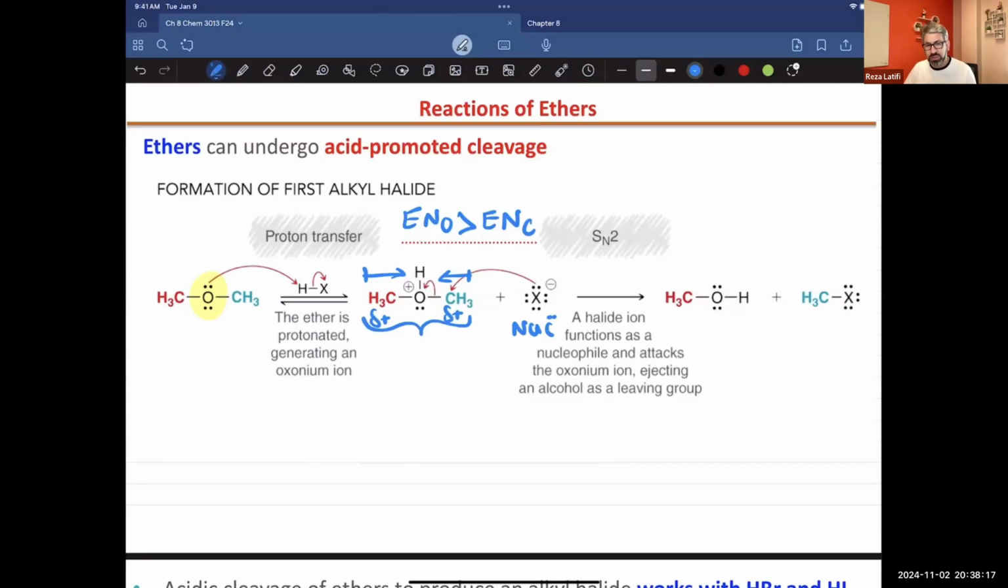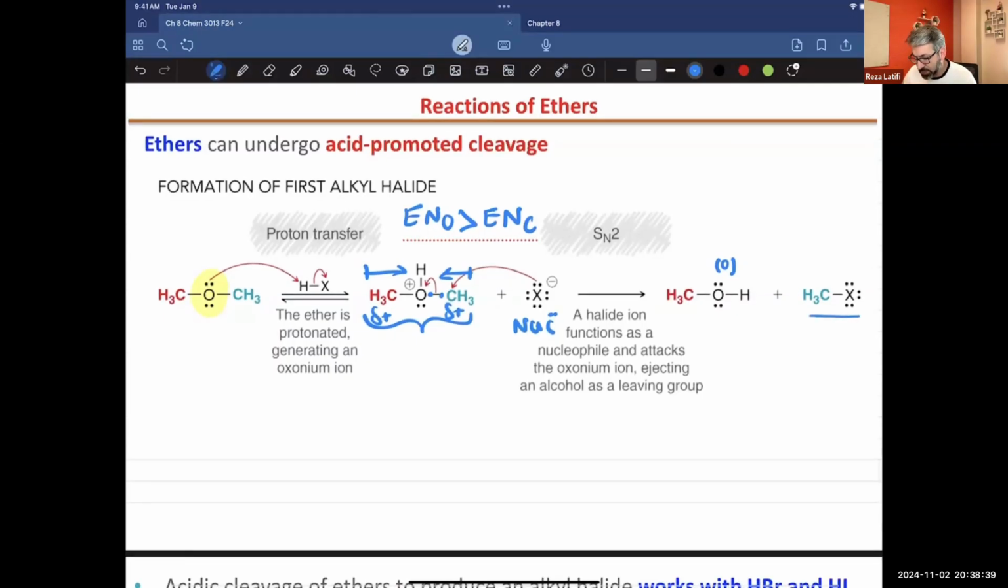Now we turn a neutral oxygen into a species that has a positive charge. So oxygen is not happy. Very soon oxygen is going to take those two electrons and will leave the system as a neutral compound. So now the charge on it is 0 and oxygen will be happy, and that's going to be an alcohol. The other product will be the alkyl halide.